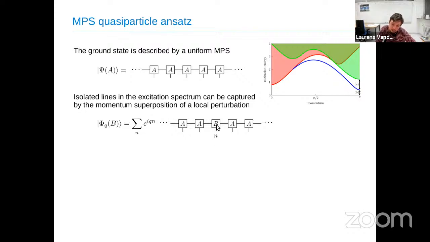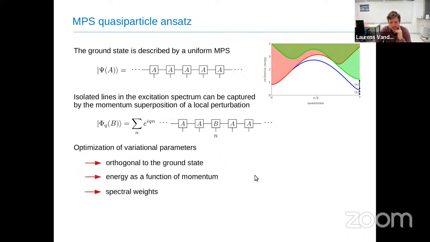So what you basically do is, at one site in your system, you change your tensor to a new tensor, and you take a momentum superposition of this. It's almost like a Bloch wave with a certain momentum of a localized perturbation. And you just optimize over this new tensor B. You make sure that it's orthogonal to the ground state, of course. If you do this, you find your excitation energy as a function of the momentum that you have put in. And the variational energy that you find is really the excitation energy at a certain momentum. And if you have optimized this, you have the variational states, so you can also compute the spectral weights of these states, and you can see how they appear in spectral functions.